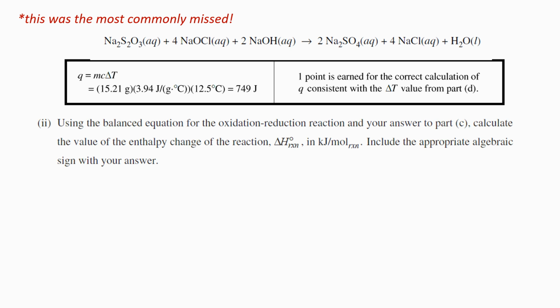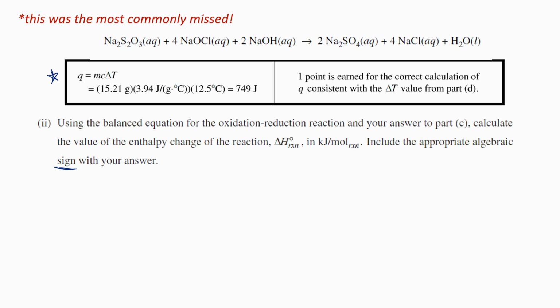This part was the most commonly missed based on the responses that I've seen, so double I, which is not surprising because it's a little bit tricky with the mole reaction concept here. So using the balanced chemical equation and your answer to part C, which I just repasted right here, we're going to calculate the value of the enthalpy change of the reaction in energy per mole reaction, include the appropriate algebraic sign. They give you a little hint here to think about sign. So it's always important to think about sign and units here.